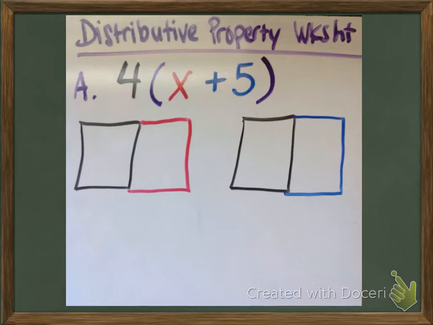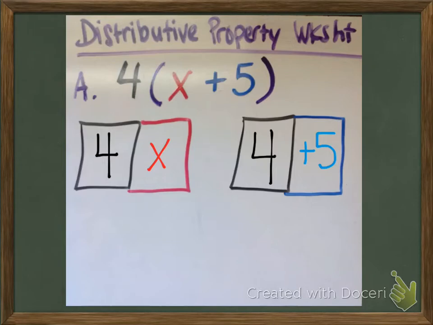First, you have 4 times the quantity of x plus 5. What do you think the answer is? Remember that whatever we do to one number or letter inside the parentheses, you must do to the other one. And we're going to do the same thing depending on what number or letter is outside the parentheses. In this case, the 4 is outside, so we're going to multiply 4 times the x and times the positive 5. Start with bringing the 4 down into the black boxes. Now bring down the x into the red box and the positive 5 into the blue box.